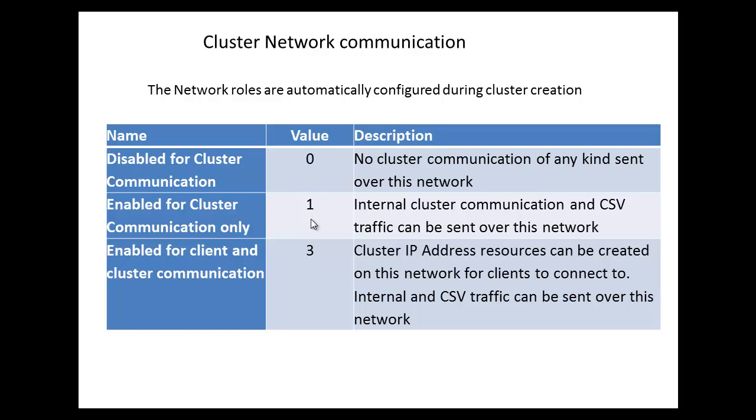So you have again role 0 if you don't want any communication at all over the network. Role 1 if you want the network enabled for cluster communication only. And then you have role 3 if you want to enable that network for client and cluster communication. As I said before, when you create the cluster, the network is automatically created and the roles are formed.